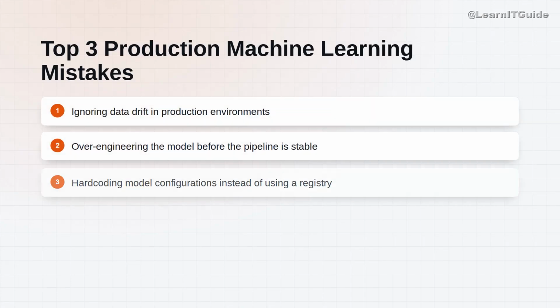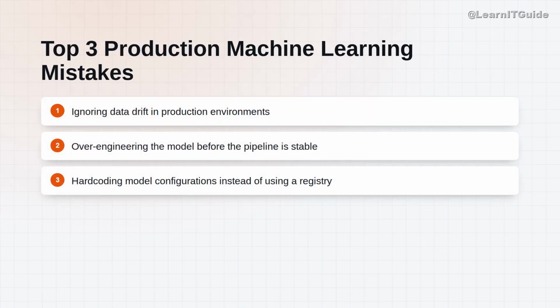Now, what are the common mistakes? First, ignoring data drift. Your model is only as good as the incoming data, and that data changes over time. Second, over-engineering the model. Do not spend months tuning a neural network when a simple regression model solves the problem. Third, hard coding configurations. You must use a model registry like MLflow to track versions. If you do not, you will never be able to reproduce your results.